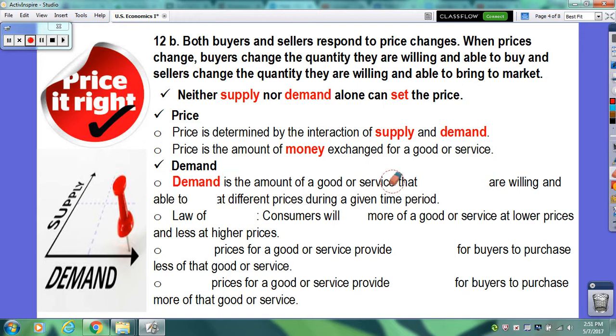Demand is the amount of the good or service that consumers are willing and able to buy at different prices during a time period. So demand is dependent on a lot of things, like clothes. A lot of that depends on the weather. Stores always change their clothes inventory based on the season. Also, it depends on how busy people are.